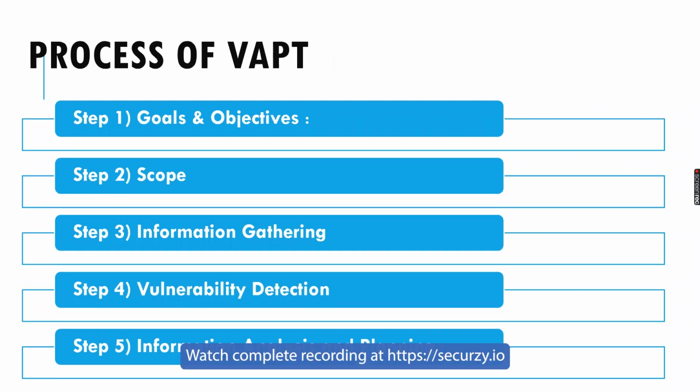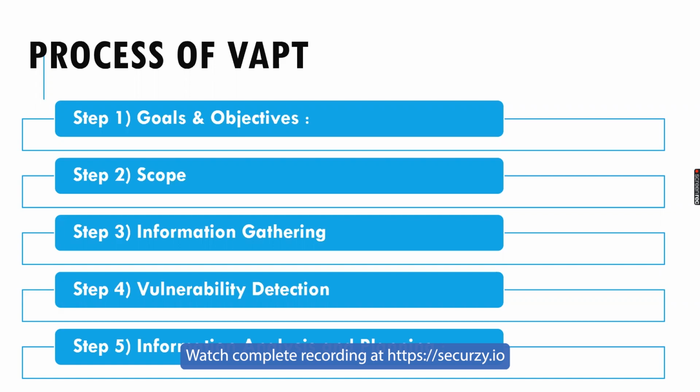So the process of the VAPT consists of 5 steps. First is the goal and the objective. Step second is the scope. Step third is information gathering. Step four is vulnerability detection. Step fifth is information analysis and the planning. And the last one, you have to report your VAPT.